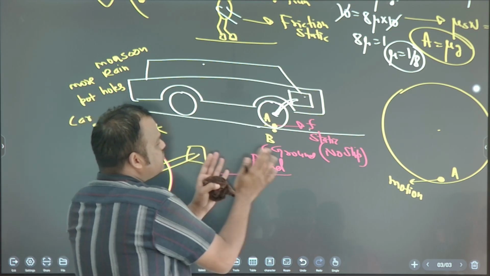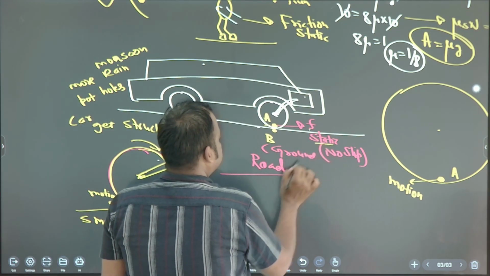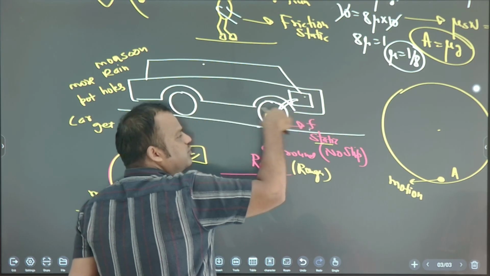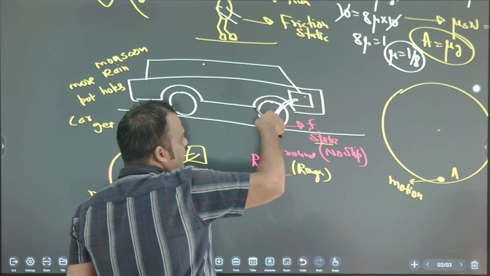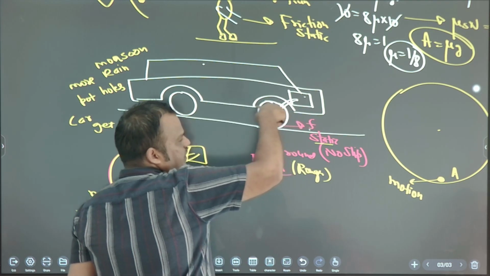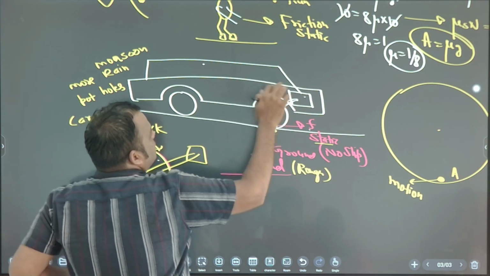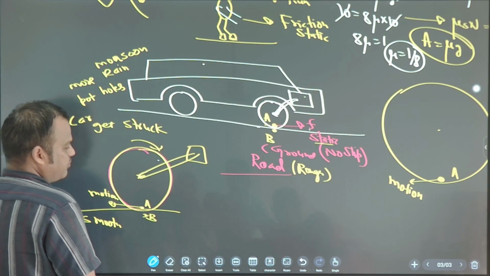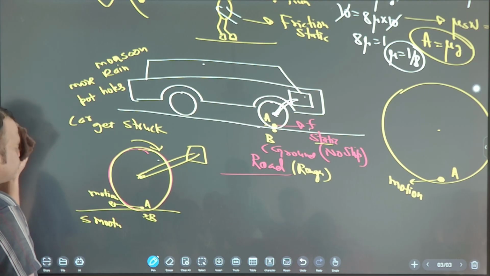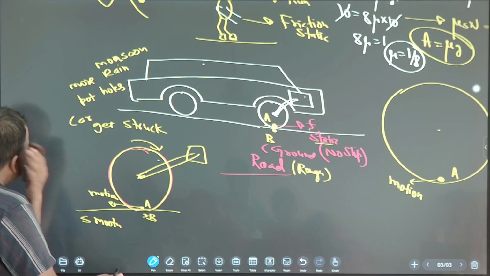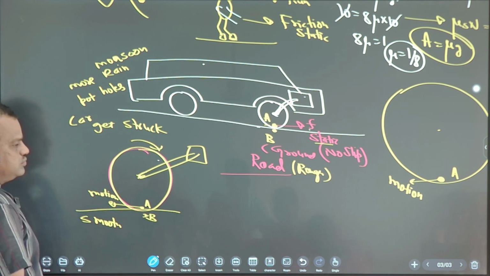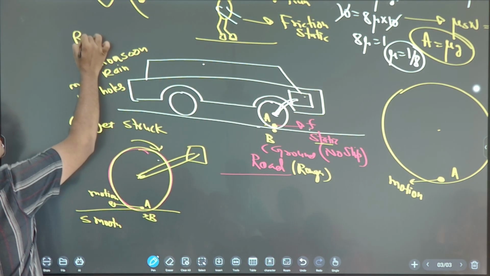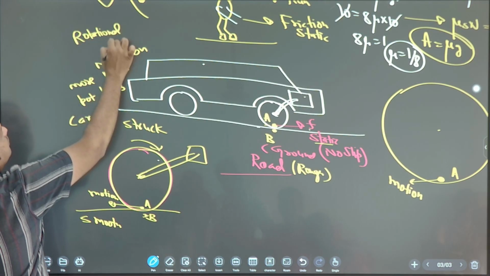So we need a rough surface. If a rough surface is there, friction will be there. See, the lowest point wants to go left, so friction will be to the right. This friction is taking the whole car forward. Okay, understood? I will discuss this more in rotational motion.